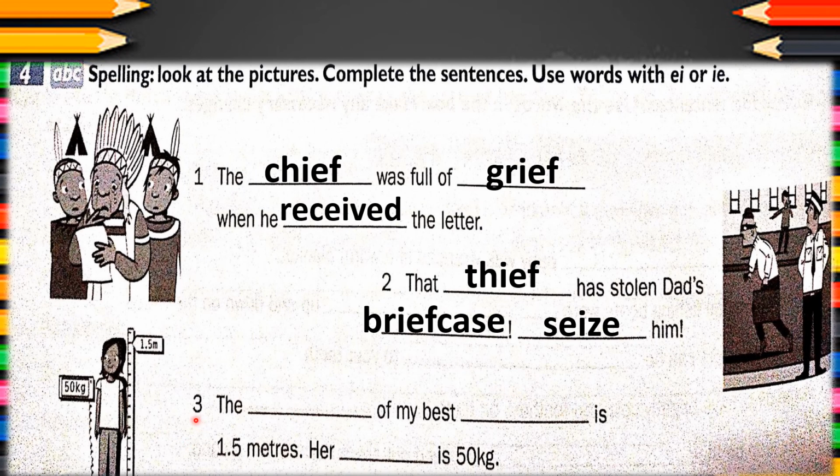And number 3. Yes, the height, as we see here. The height of my best friend is 1.5 meters. Her what is 50 kilograms? Yes, her weight. So these words have the E sound, but these words do not follow the rule. So these words don't have the E sound.